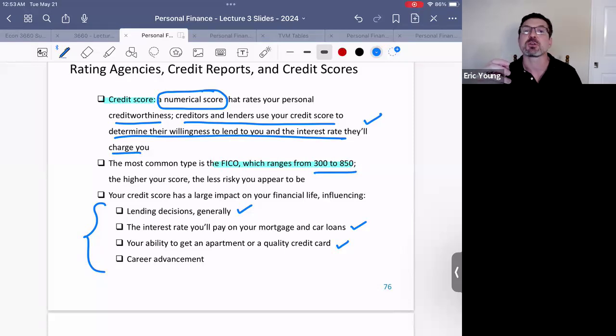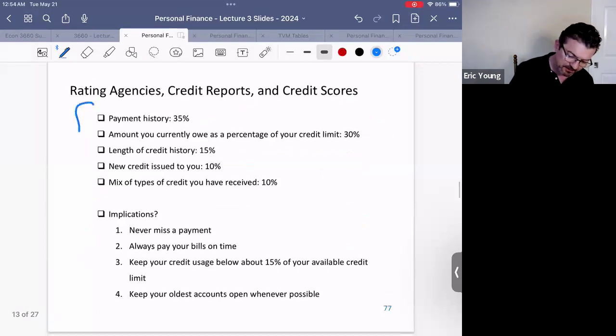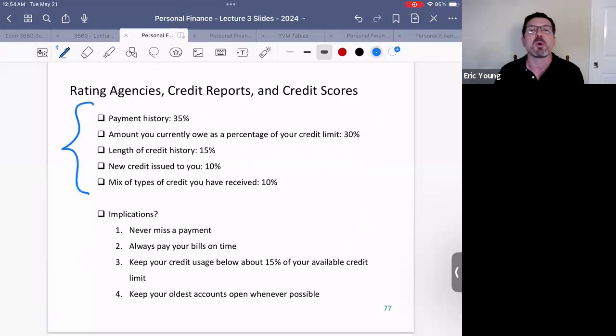We talked earlier about the right tools for the job. You need the right tool for the job. And even career advancement, because in some industries, if you need a security clearance, for example, your credit score is a factor in whether or not you get a security clearance. So pay attention to your credit and protect it. How do you protect it? Well, you start off by knowing what are the factors that will influence your credit score. And there's 5. And they're listed here for you.